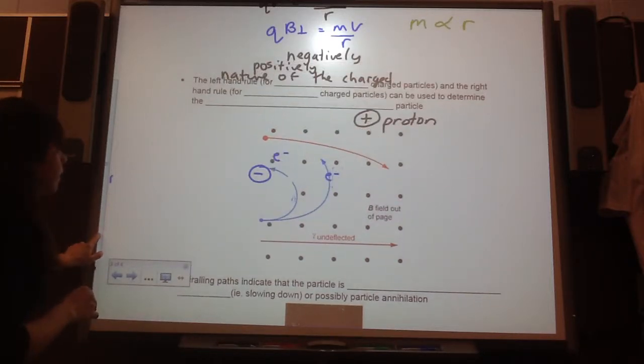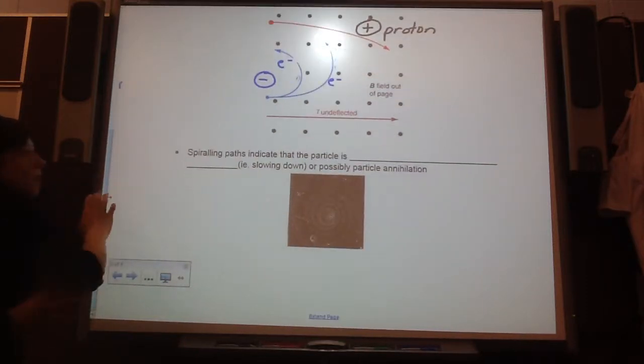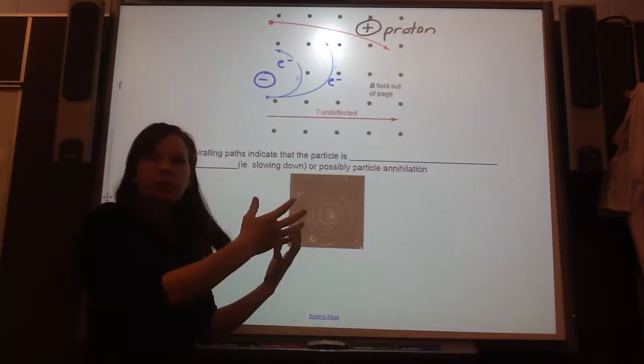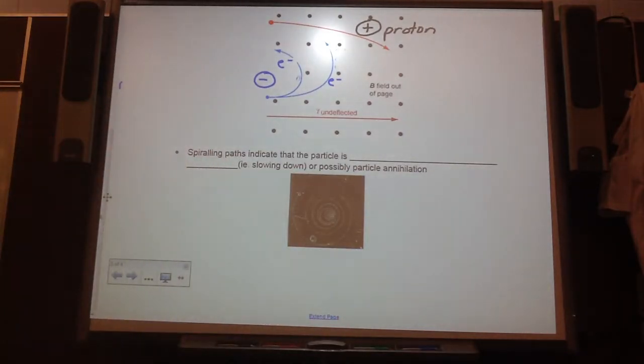Okay, now another interesting one is if something is spiraling. So in some of our diagrams we saw that kind of spiral effect. Well, that's different than just a circle, right? If we have a complete circle, the circle doesn't get smaller, right? But a spiral, obviously it gets smaller and smaller. So what's happening to that particle if it's spiraling?